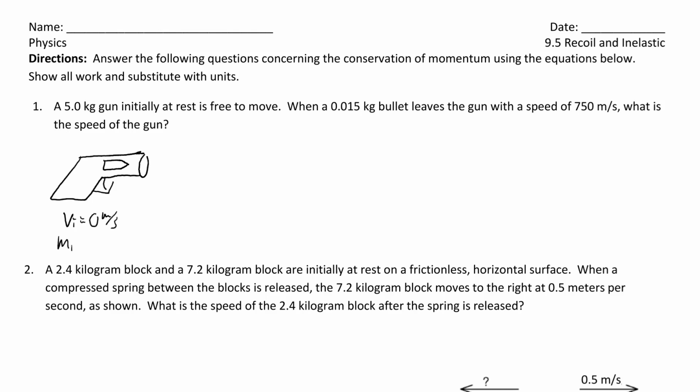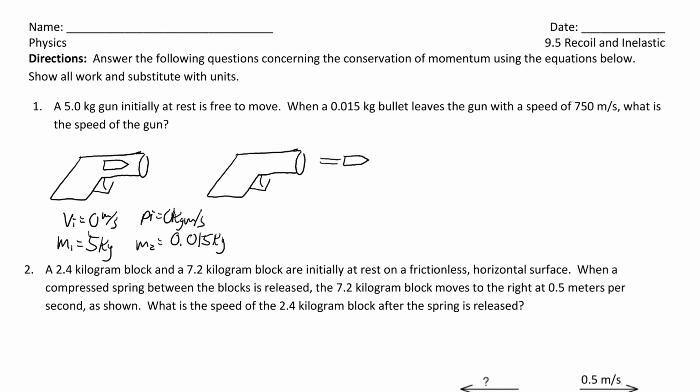Even though the gun has a mass of 5 kilograms and the bullet has a much smaller mass, 0.015 kilograms, they don't have any velocity, and therefore the initial momentum of the system is also 0. Now, after the explosion, the bullet's going to go flying, and the gun will experience what's called a recoil velocity. It's going to get pushed back into the shooter's hand. So it looks something like this.